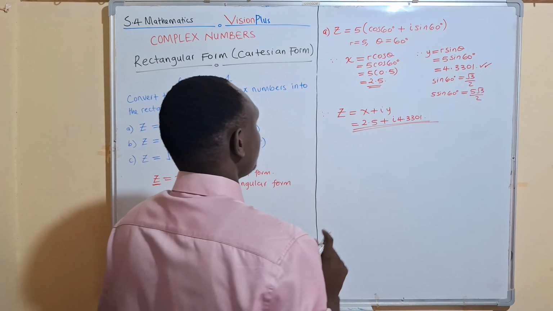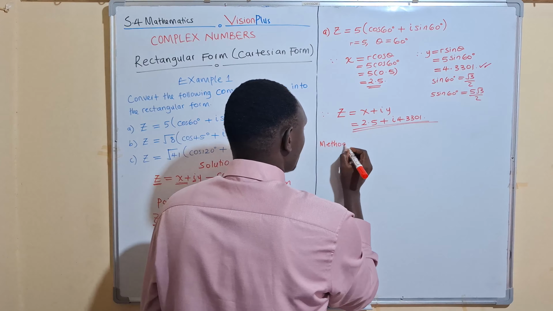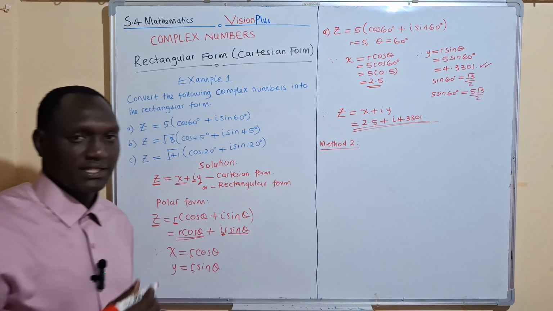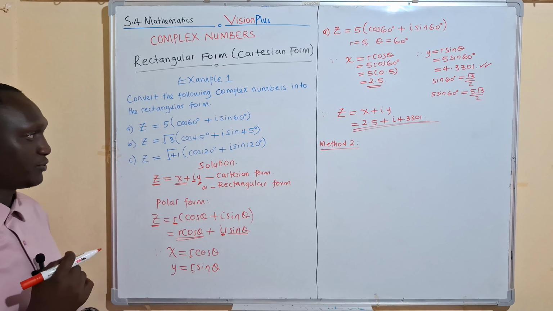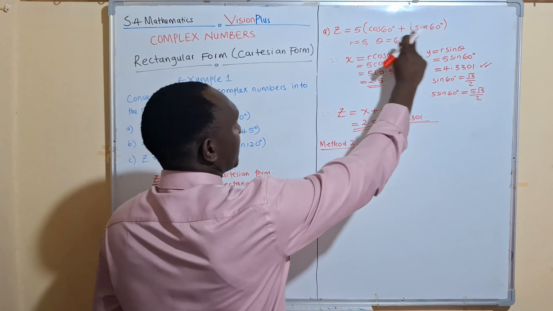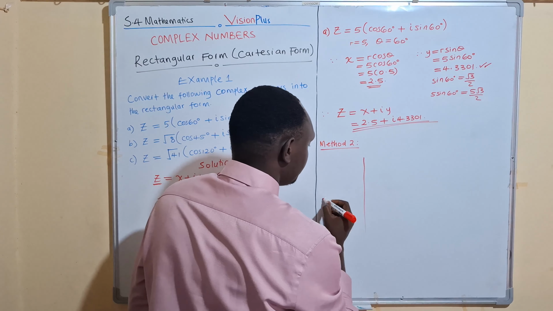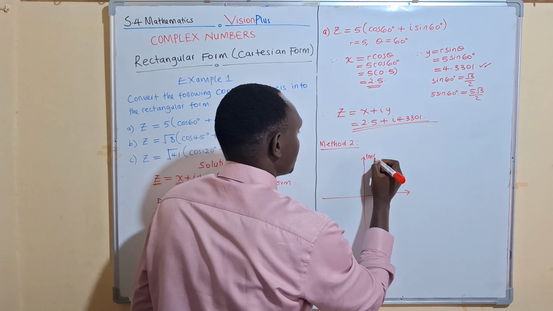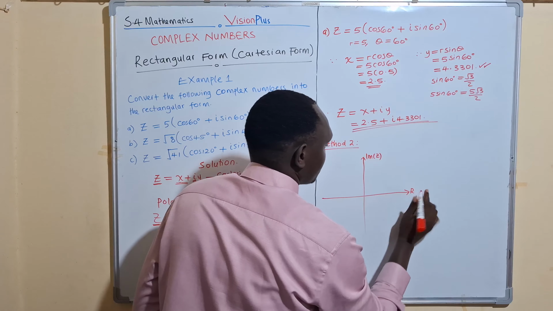Method 2. Let me do method 2 so that we see that it gives the same answers. After that, in the coming examples, I will be using one of them. I will choose one. Method 2 is, you can start by illustrating this complex number on the diagram. So you come and do your diagram in this manner. This is the imaginary axis of z. This is the real axis of z.